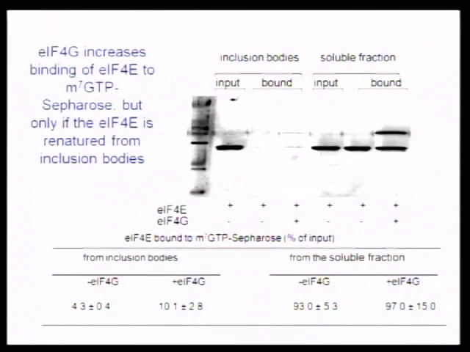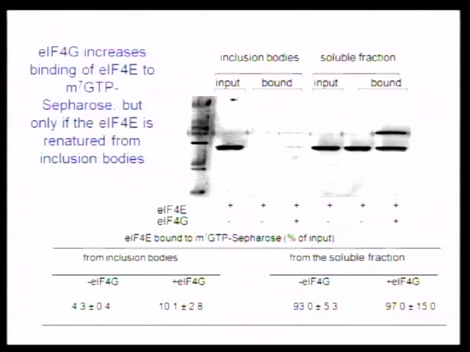So now we do a pull-down experiment with m7GTP Sepharose. What we see with the material from the soluble fraction that we did our studies with is that all of the input 4E is captured, and when you put in 4G, it's also captured. Basically all of the 4E is captured on the m7GTP Sepharose column.